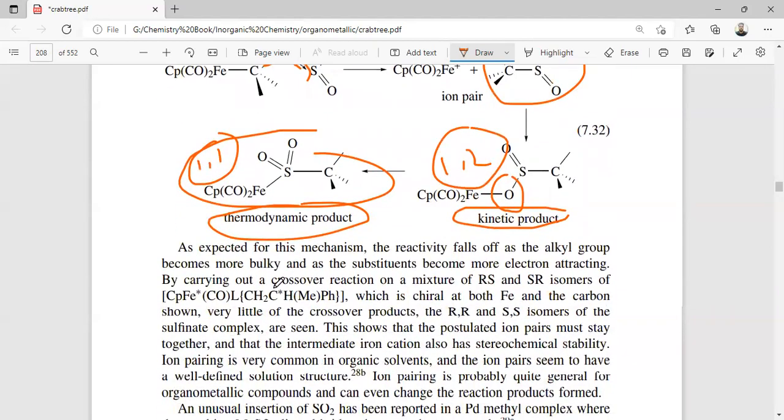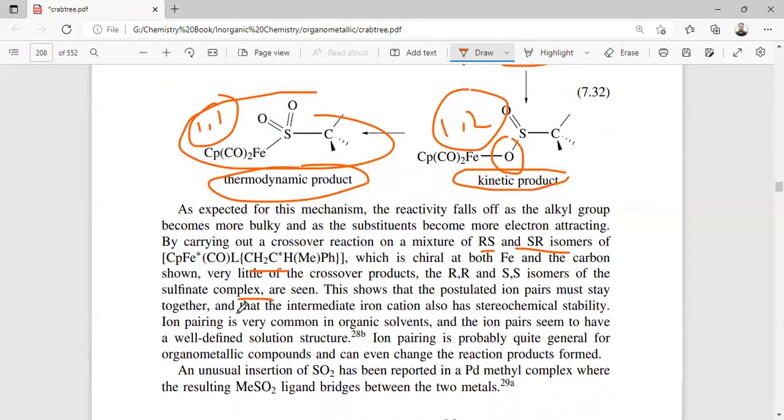As expected for this mechanism, the reactivity falls as the alkyl group becomes more bulky and the substitution becomes more electron-attracting. By carrying out the crossover reaction on a mixture of RS and SR isomers of the iron Cp complex, which is chiral at both Fe and the carbon, very little crossover product, the RR and SS isomers of the sulfonate complex, is seen. This shows that the postulated ion pair must stay together, that the intended iron cation allows stereochemical stability.